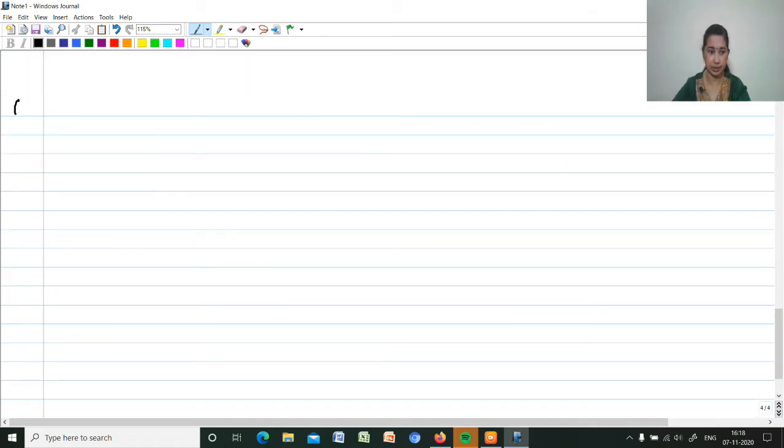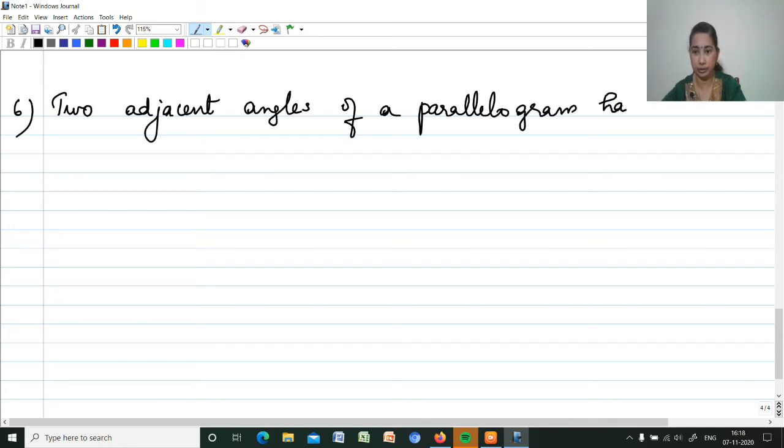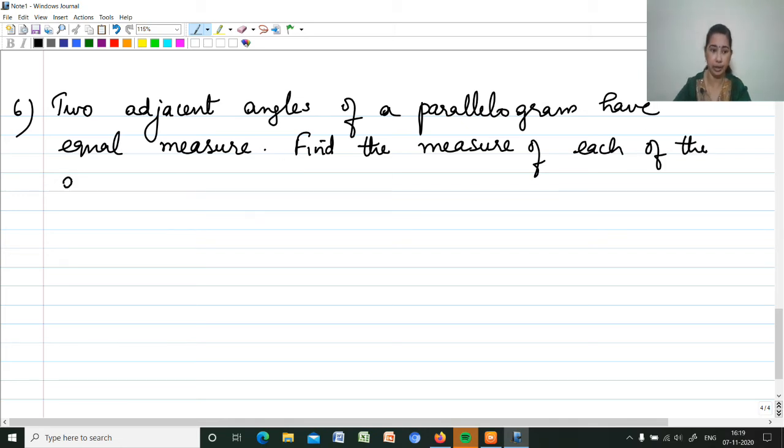Now question number 6. Two adjacent angles of a parallelogram have equal measure. Find the measure of each of the angles of the parallelogram.